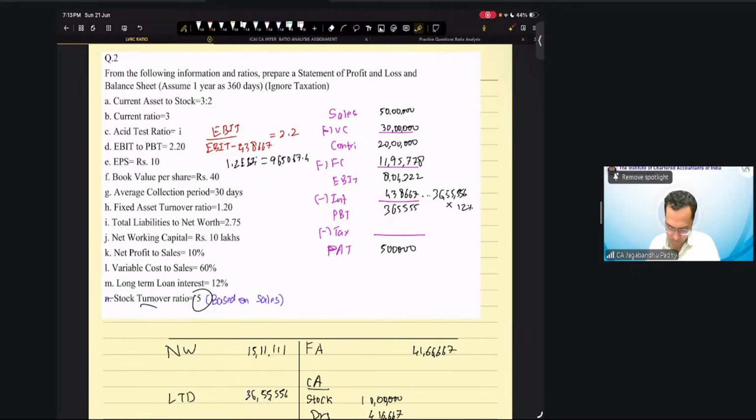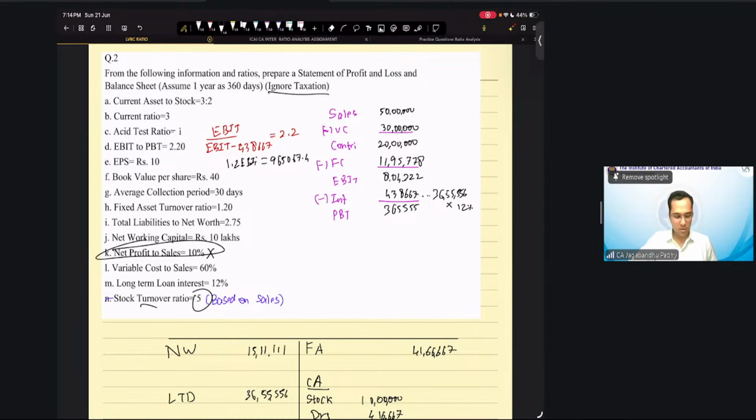So how come PAT, net profit to sales, is 10%? How come this is 5 lakh? How can net profit be direct PAT? Net profit is obviously PAT. They're saying ignore taxation, so there is no tax here. Your answer stops at PBT. There is something problematic; this particular net profit to sales ratio is maybe incorrect.